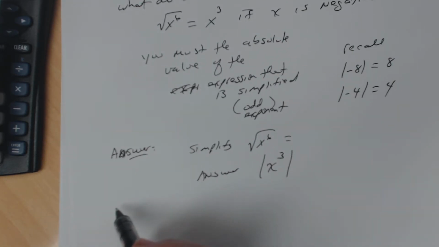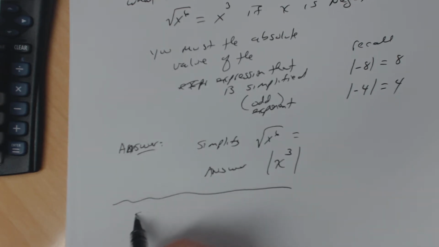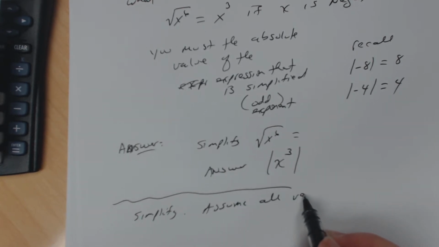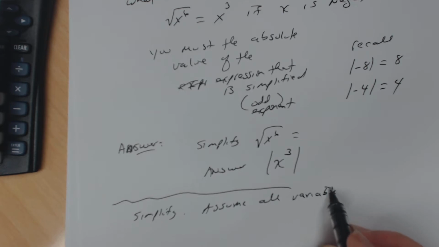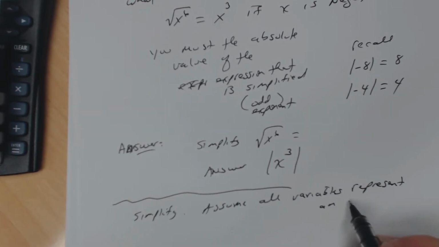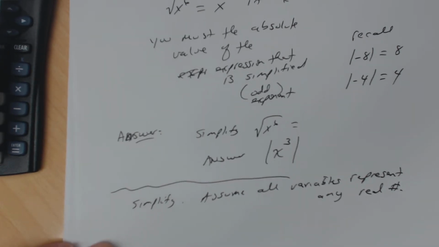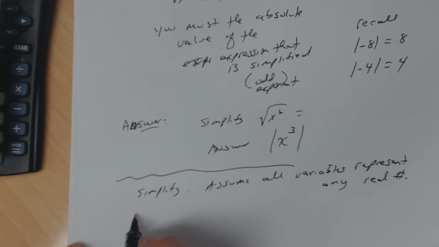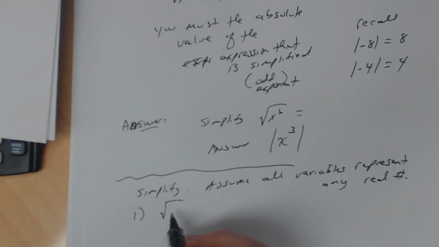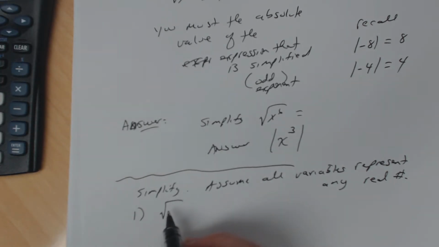Okay? So let's look at some examples. Simplify each. Assume all variables represent any real number, so meaning positive, negative, or zero. All right, so listen carefully as we do this. Number one. Suppose we had the square root of x to the 20th power.